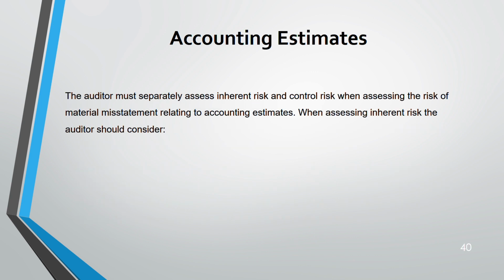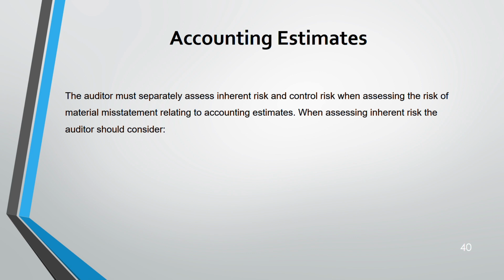Now, the auditor must separately assess inherent and control risk. There are two things. I have covered this in my earlier lecture. One is known as inherent risk. The other one is known as control risk. I'm sure you know both. I'm not going to explain both the terms here. This is relating to accounting estimates only.